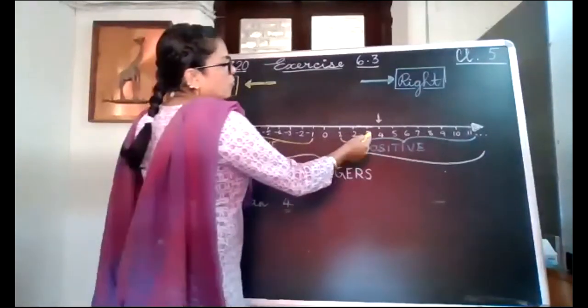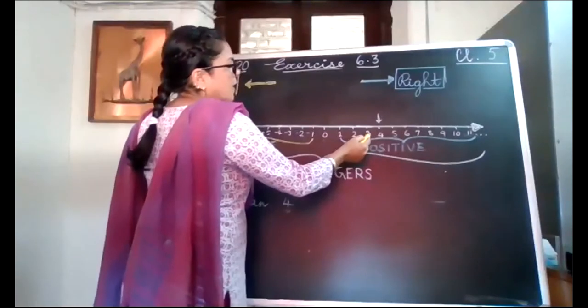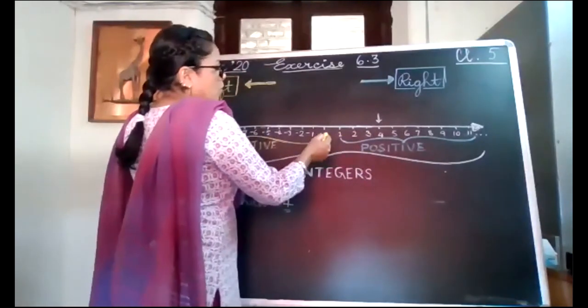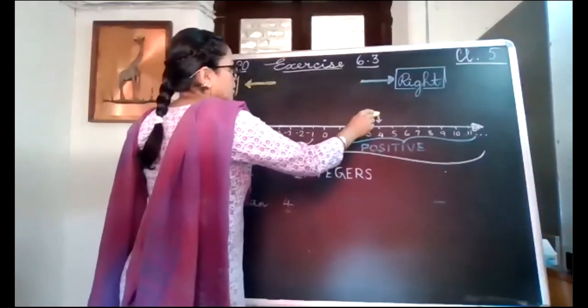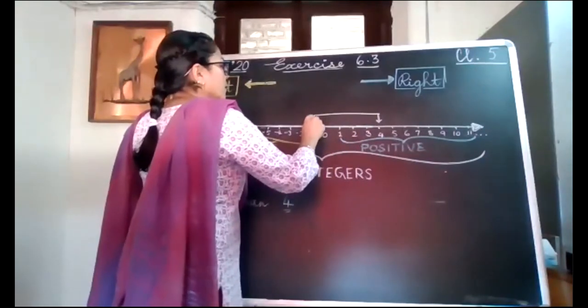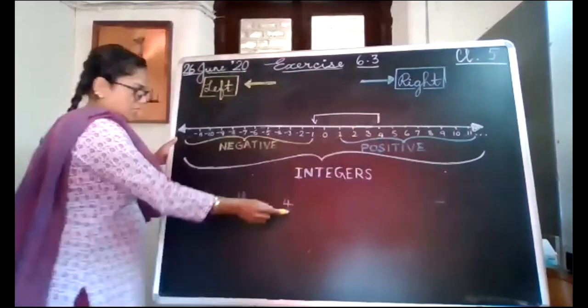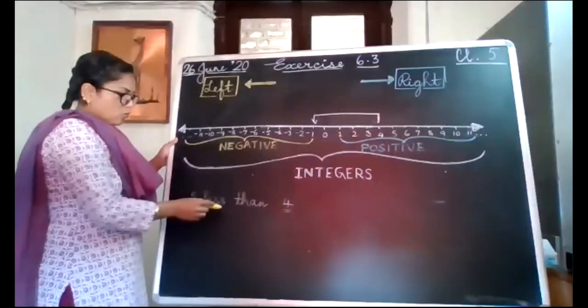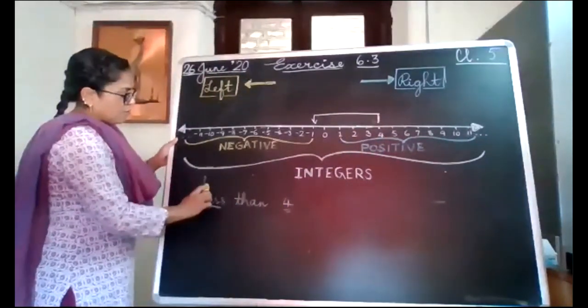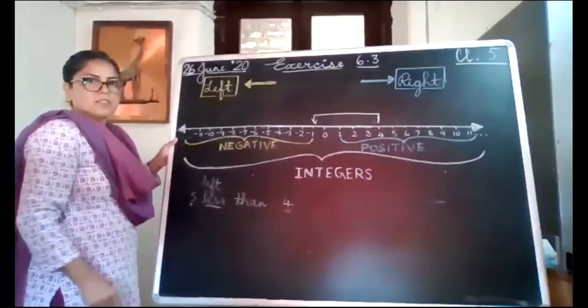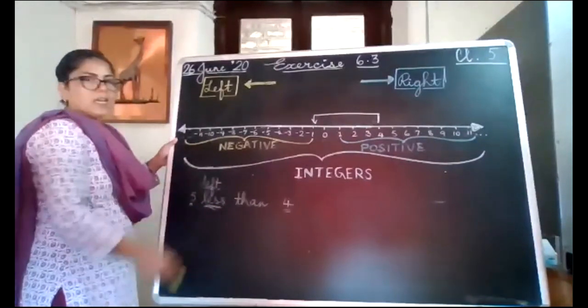So how you will move? You will count 1, 2, 3, 4, 5. So it will come till here. And here you don't use arrow. So from 4 you will start, and because you want it less, you have to move to the left. So when you want less, you move to the left.